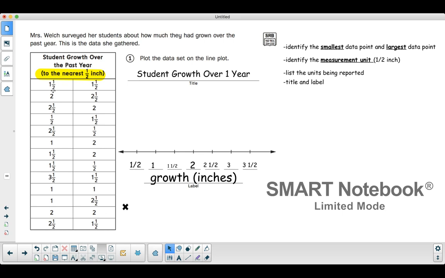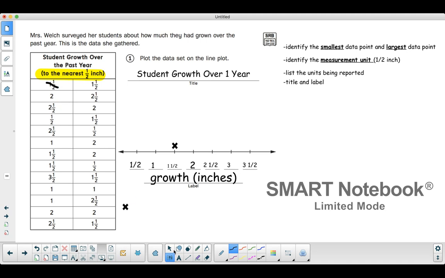So my first data point is 1.5. Remember, line plots use x's. So I'm going to go ahead and plot 1.5. And then in the table, I'm actually going to cross off that data point. So I know that it's plotted, and I know that I do not need to plot it again.